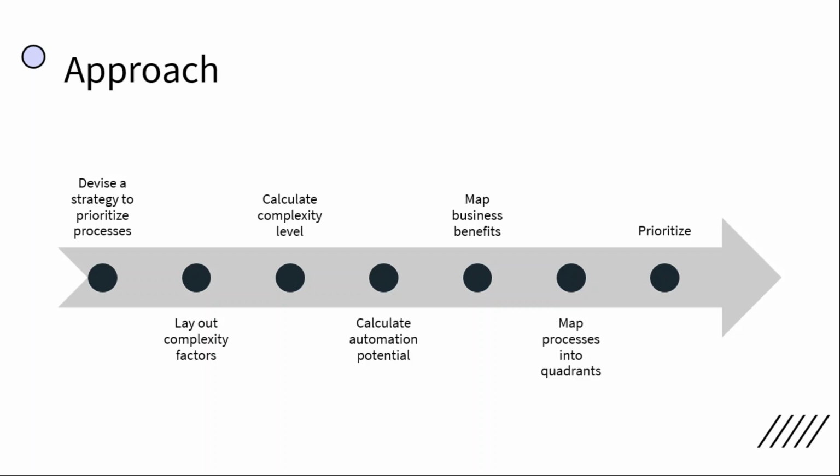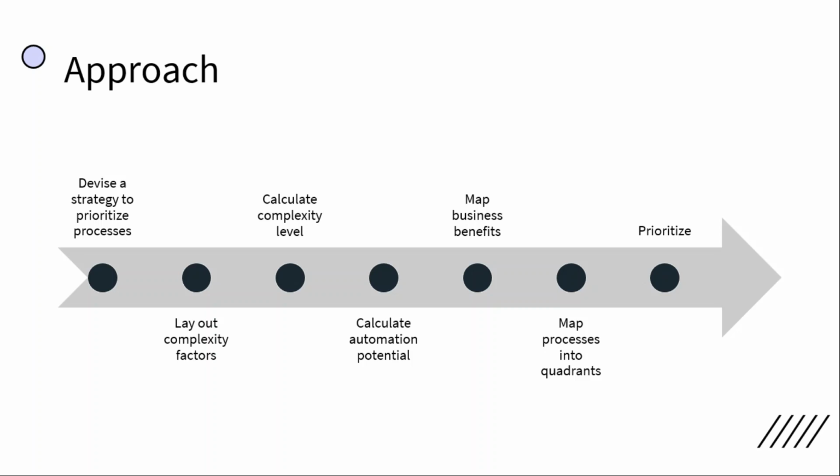Then we need to find what processes to look at. So in a department, there can be multiple processes that are being done manually and by different people. So we need to focus on those things and find the list of processes that we are going to assess. And just by looking into these processes, we cannot say whether they can be automated or not. So we have to do the complexity assessment and calculate the automation potential.